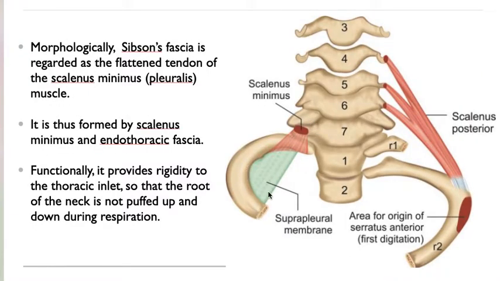Morphologically, Sibson's fascia is regarded as the flattened tendon of the scalenus minimus muscle, also called pleuralis. Thus, it is formed by the scalenus minimus and the endothoracic fascia. Functionally, it provides rigidity to the thoracic inlet so that the root of the neck is not puffed up and down during respiration.